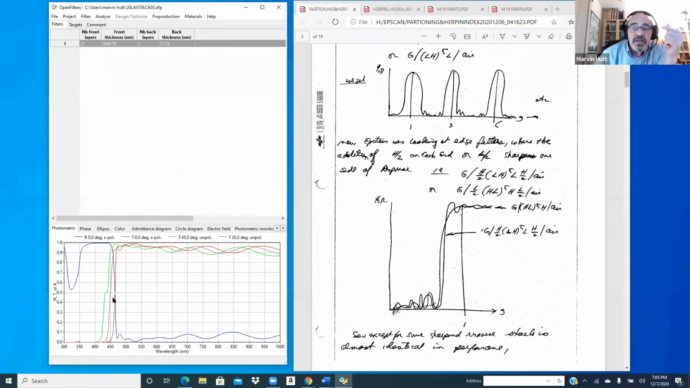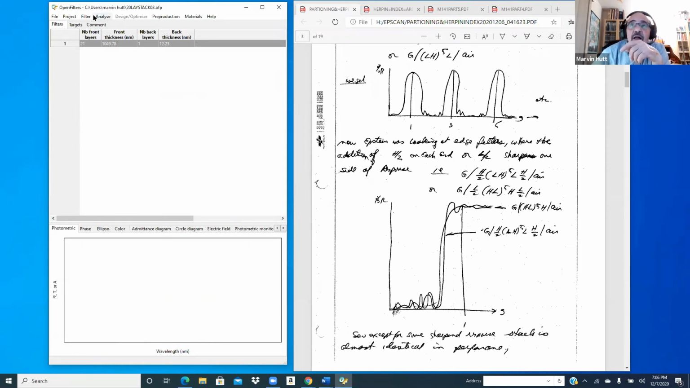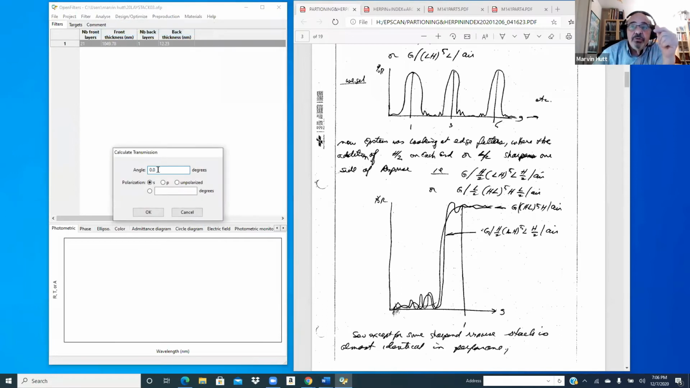Okay, so there you see what we had. At 30 degrees, we got rid of this hitch right in the middle. All right, so let's remove all the curves and then analyze, calculate the transmission at 30 degrees, unpolarized.